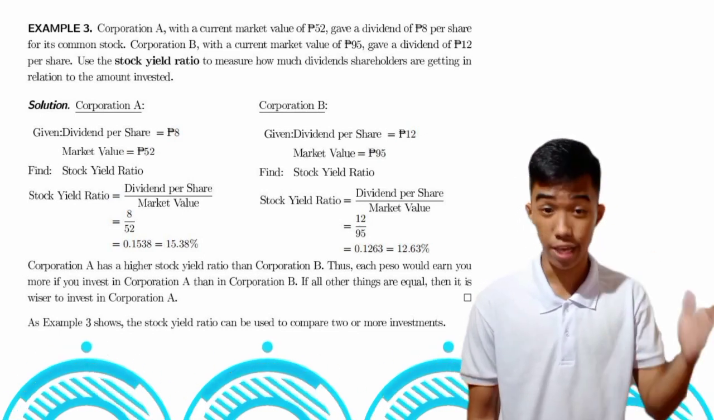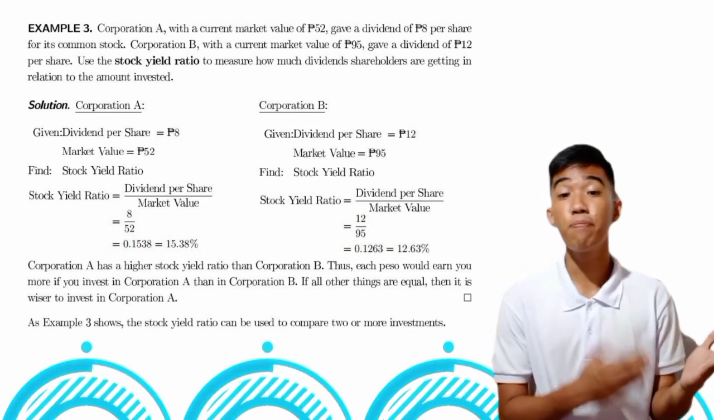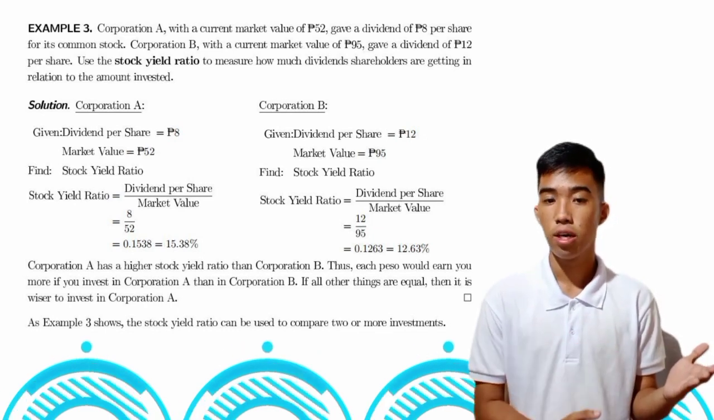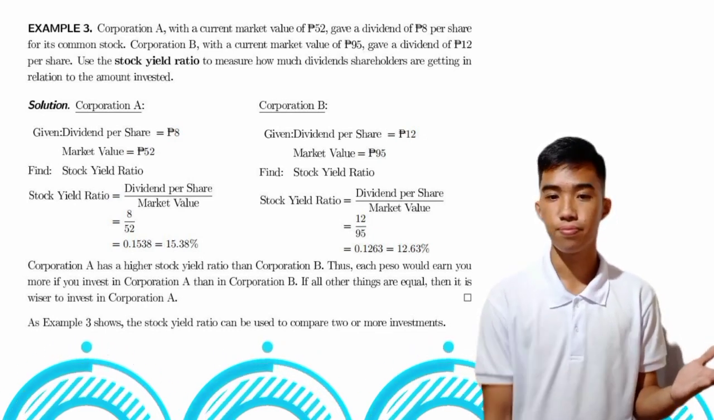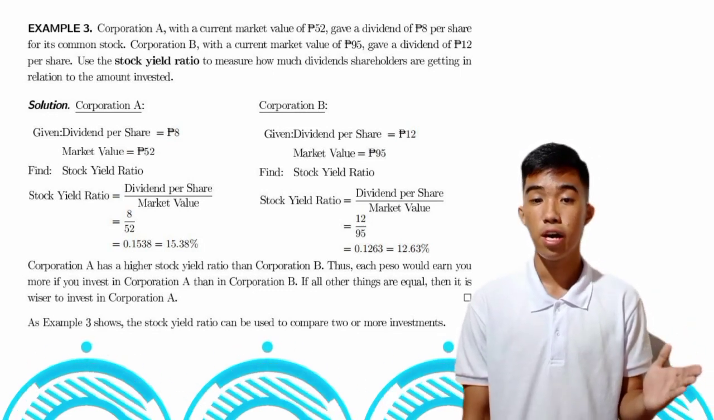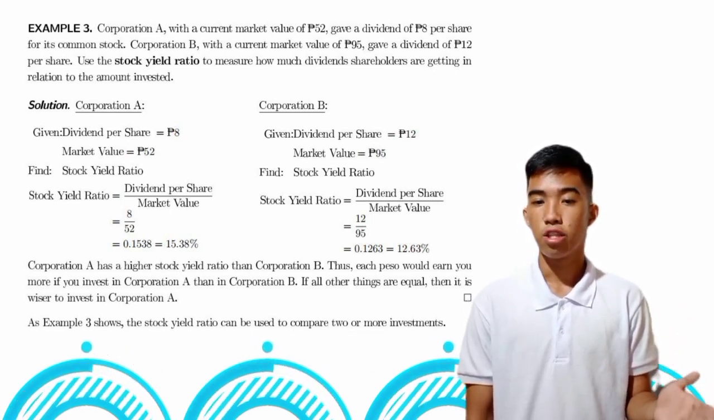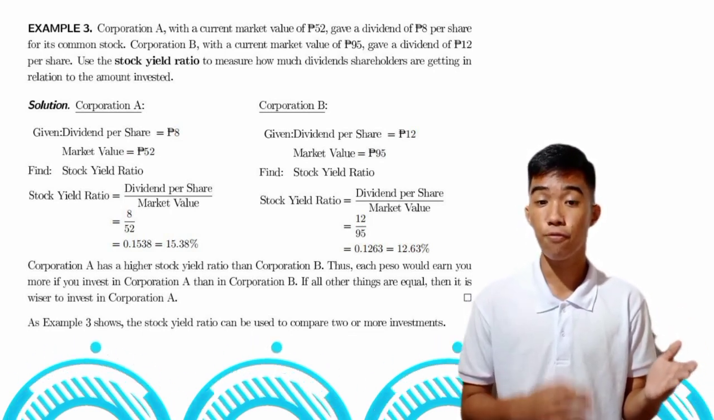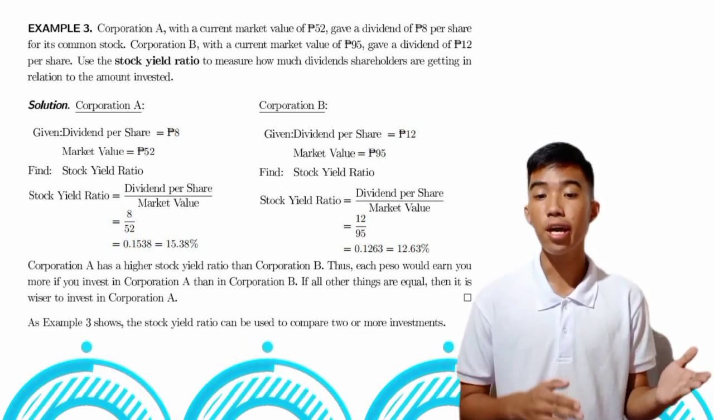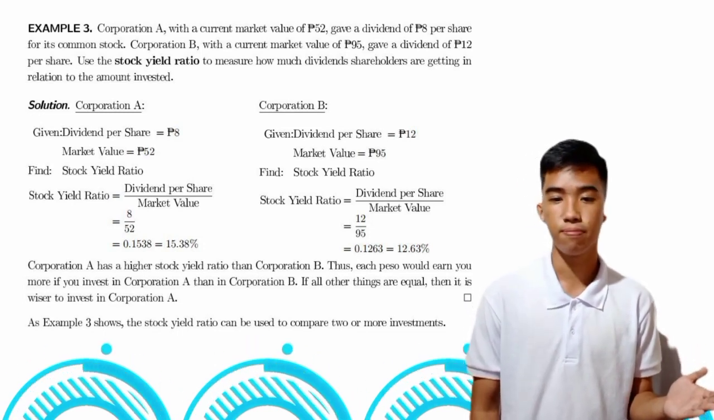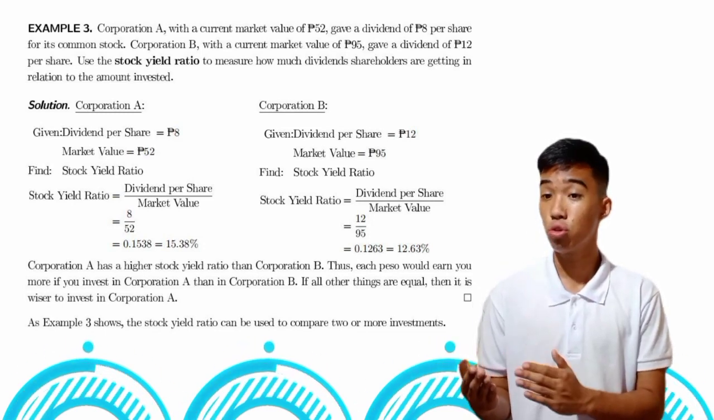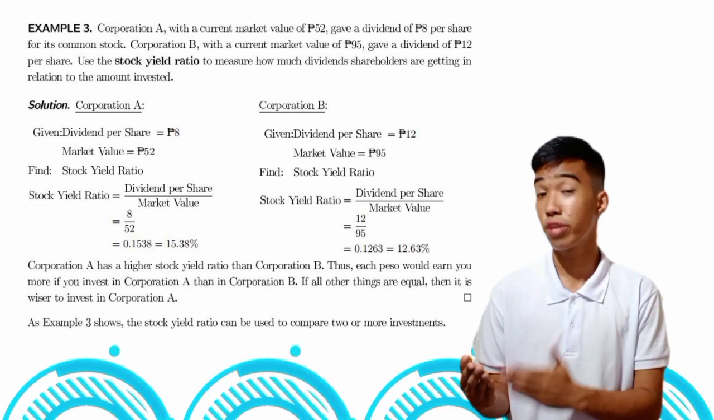Solution. Corporation A. Given dividend per share equals 8 pesos. Market value equals 52 pesos. And we have to find the stock yield ratio. Stock yield ratio equals dividend per share over market value. Substituting, 8 over 52, that is market value, equals 0.1538, equals 15.38%.